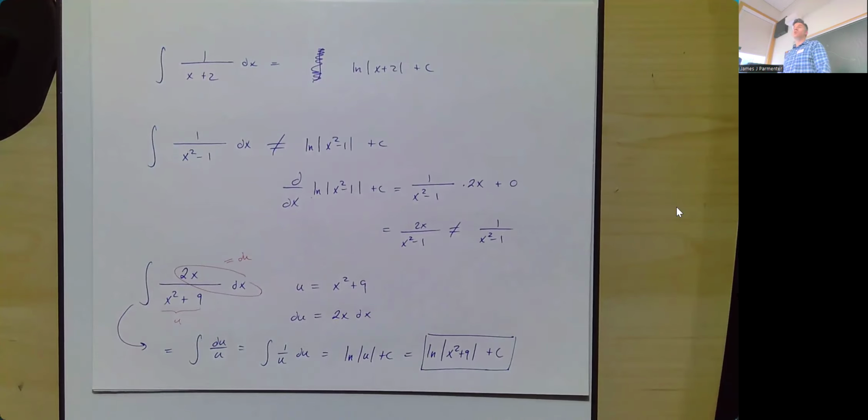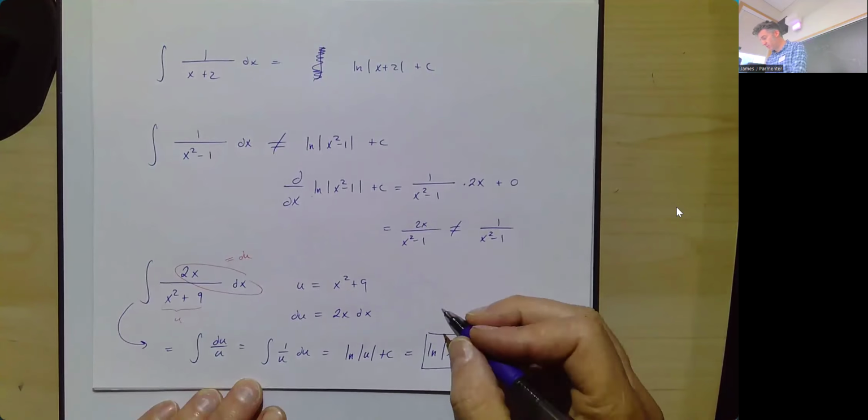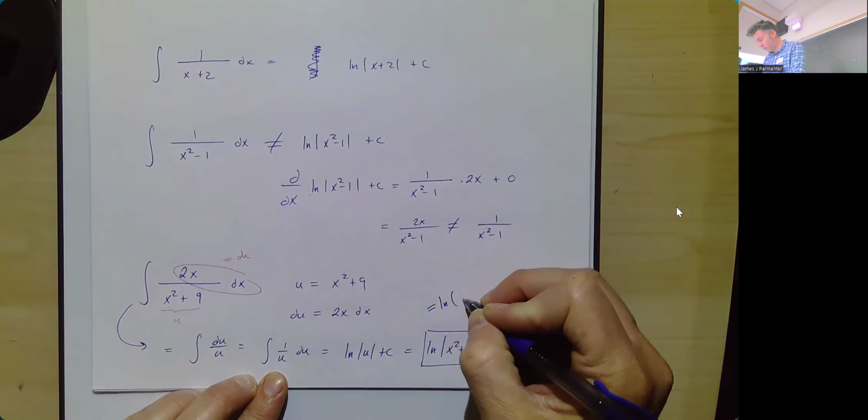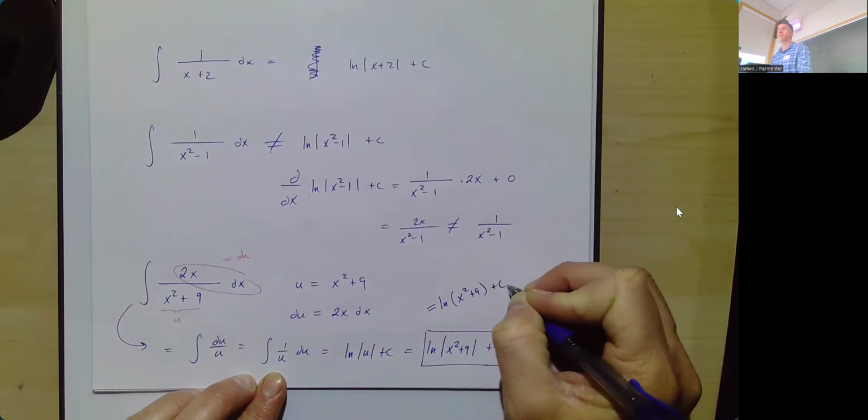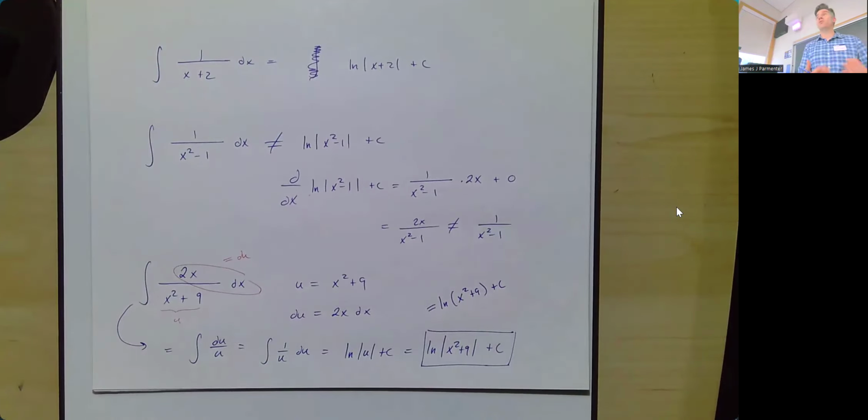I will point out that in this answer, you technically could get away with dropping the absolute values, because x squared plus 9 is already always positive, so taking the absolute value of it is an unnecessary step. In a textbook, you would probably see someone write the answer as the natural log of parentheses x squared plus 9 plus c. You don't have to do that. It is also perfectly legit to just leave the absolute values there and be safe, and that's what I would choose to do. But I just want you to know that if you're looking at an answer in the back of the book and you see this instead of that, the reason they've done that is because the thing inside the absolute value was already always positive, so they didn't need to write those absolute values.